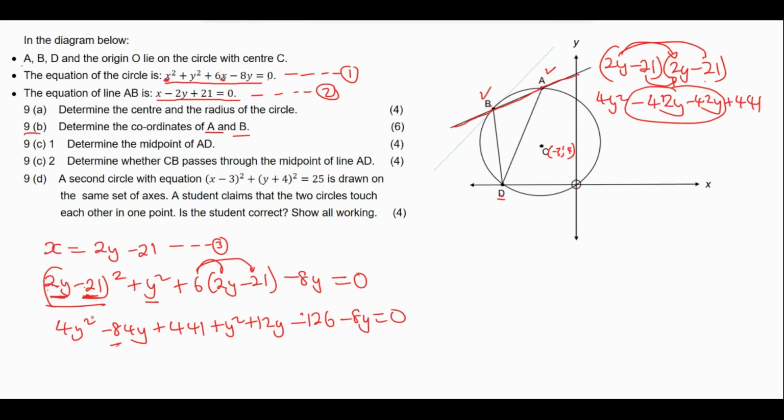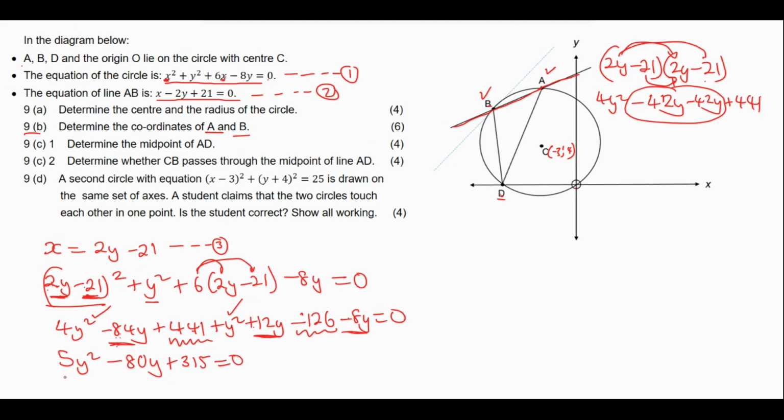Okay, let's deal with like terms. We have 4y squared plus y squared, which is 5y squared. We have negative 84y plus 12y minus 8y. Negative 84 plus 12, that is negative 72. Negative 72 minus 8, that is negative 80. Negative 80y. And then we have the constants. 441 minus 126, that is positive 315 is equal to 0.